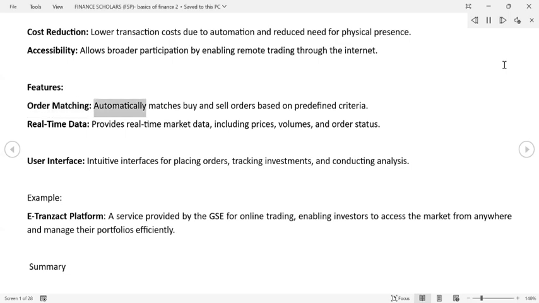Features: order matching. Automatically matches buy and sell orders based on predefined criteria. Real-time data. Provides real-time market data, including prices, volumes, and order status. User interface. Intuitive interfaces for placing orders, tracking investments, and conducting analysis. Example: eTransact Platform, a service provided by the GSE for online trading, enabling investors to access the market from anywhere and manage their portfolios efficiently.